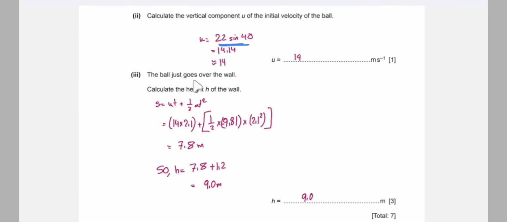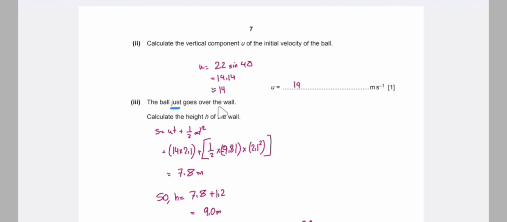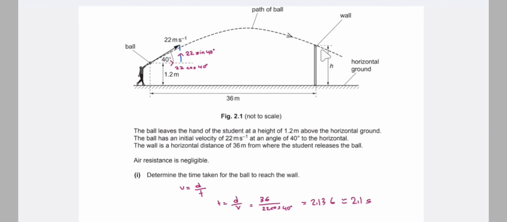Then the ball just goes over the wall. Calculate the height of the wall. So the ball goes just over the wall. That means the height of the ball at this point is approximately equal to the height of the wall, because it is given in the diagram that they are equal.